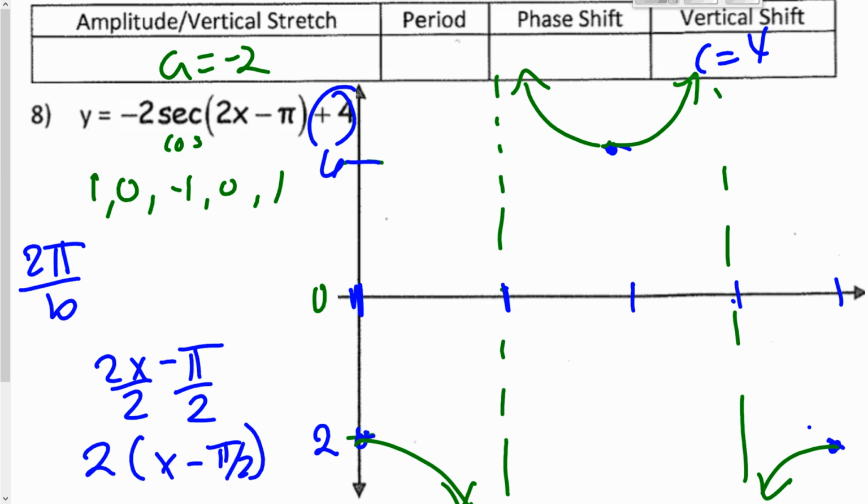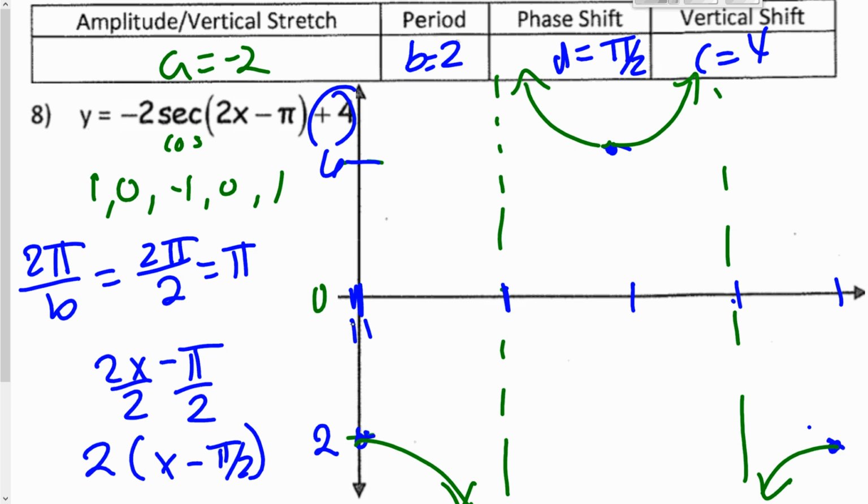So that helped us find our b, which is going to help us find our period, right? 2 pi divided by our b, which is 2, is pi. So that's our period. But it also helped us find our d, right? Because now our d is what's added to or subtracted from, but it's always the opposite. So it's going to be a positive pi halves. And that's where we start, right? For sine, cosine, secant, we always start at our d. So we're going to start at pi halves, and then add our interval, which is taking our period length and dividing that by 4.